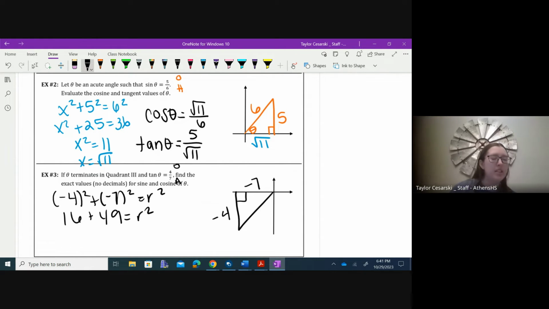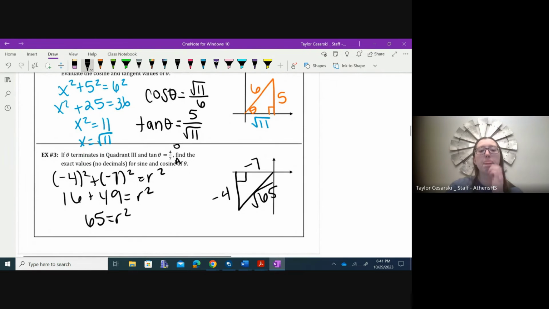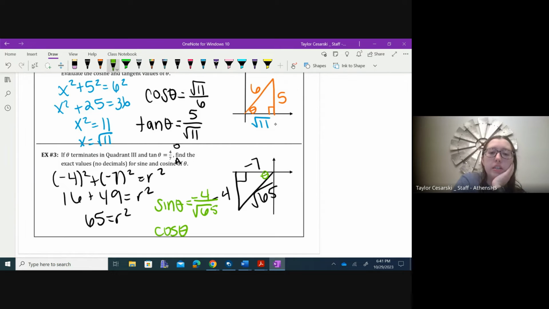49 plus 16 is 65, hopefully. So that would end up being the square root of 65. And I want sine and cosine. So sine here is opposite over hypotenuse. Cosine is adjacent over hypotenuse.